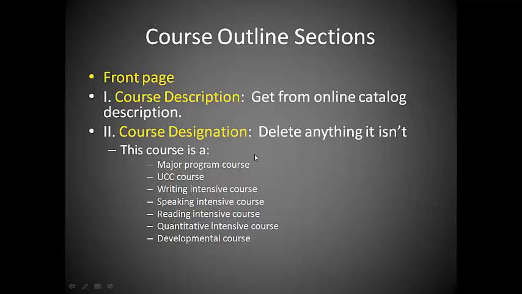This is important. What is going to be included, or needs to be included, in the rest of the outline is going to depend on what you put in this section. So every VU course should have at least one of these associated with it. It's either a UCC course, a major program course, an intensive course, or so on. It may have more, but it needs to have at least one of these on there. So again, when people are reviewing these course outlines, they know what they're looking for in the other sections.